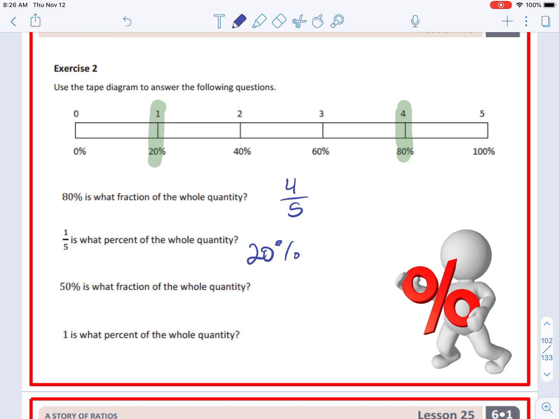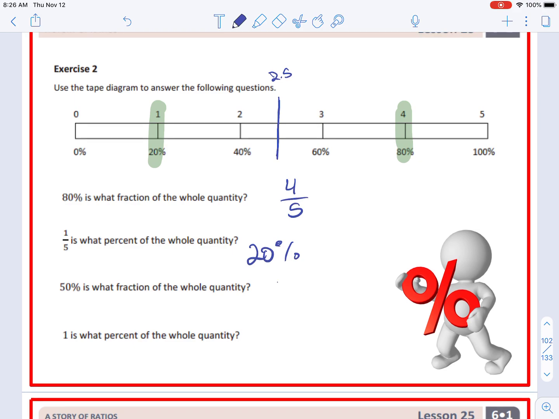50% is what fraction of the whole quantity? This is where it gets a little bit tricky. 50% of this tape diagram would be somewhere here, okay? And it would be at 2.5. So our fraction would be 2.5 over 5.